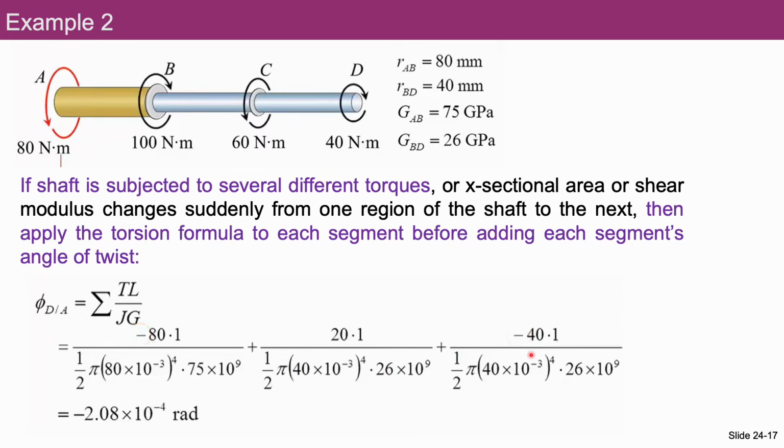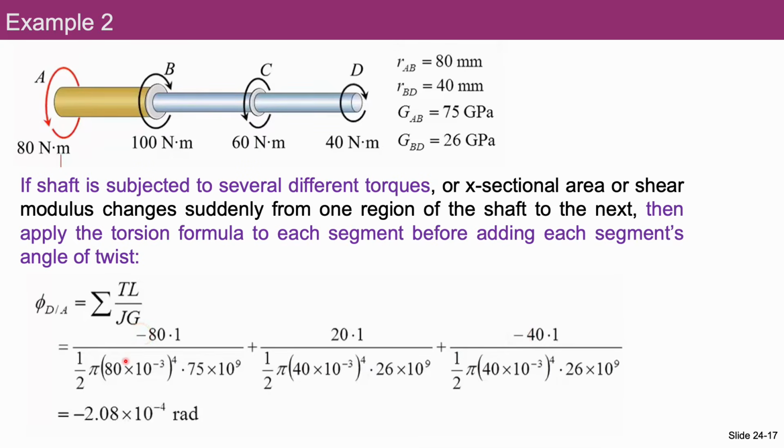And the angle of twist of the last part is clockwise. It's negative because the net internal torque existing in the CD part is clockwise. Again, we substitute the corresponding sign here and we calculate the angle of twist of the CD part. Phi DA represents the angle of twist of the whole AD shaft structure.